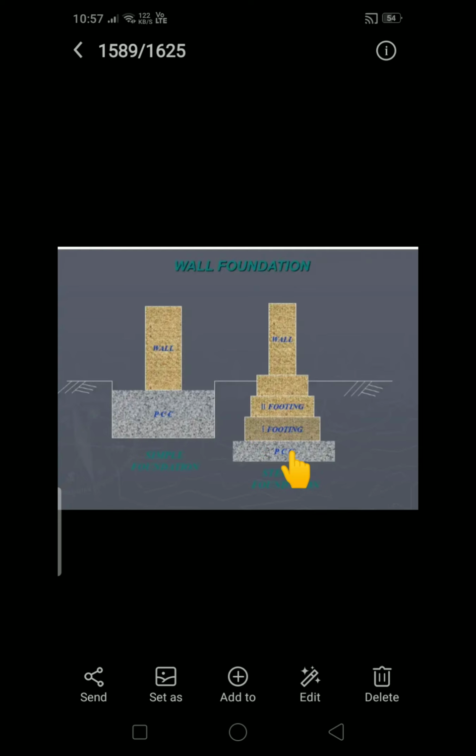Means at a required depth, some 0.5 mm, we are going to place the PCC. Then we are going to construct one layer of brickwork. This is the first footing. After that, second footing. After that, plinth. Next, this will be our wall. So this is the stepped footing. Okay, so these are some examples of wall foundation.